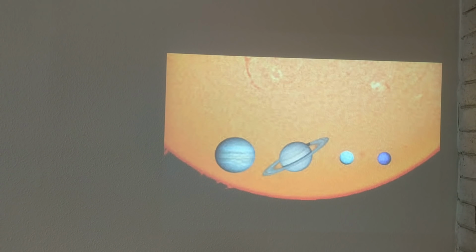Now, to give you an idea of scale, the sun is much, much bigger than any of these planets. We have Jupiter, Saturn, Uranus, and Neptune here. Of course, Earth and the other small planets in the inner solar system would be even much smaller on this scale.